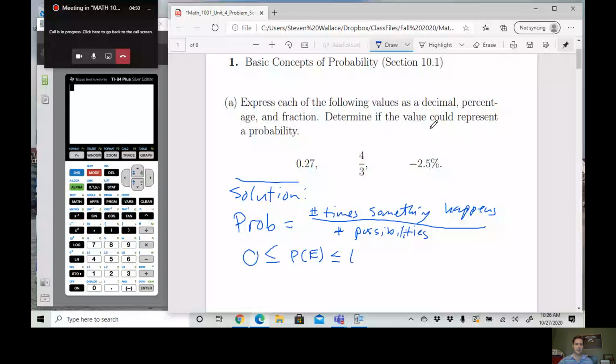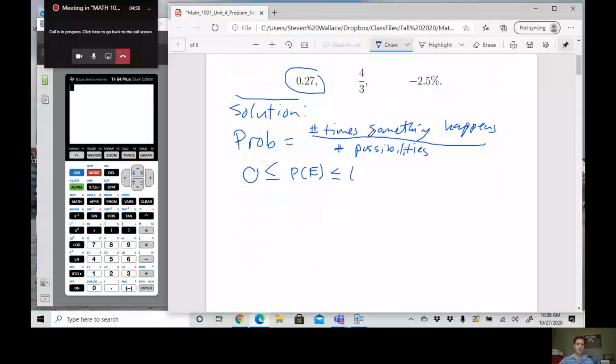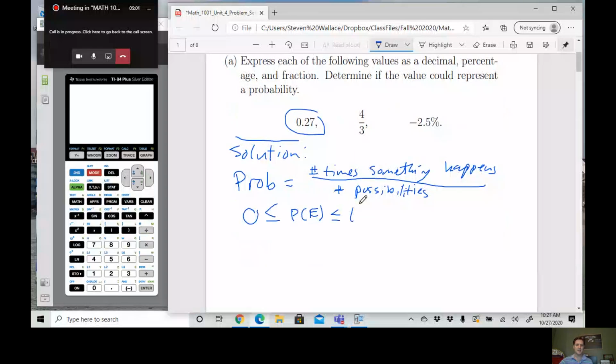So determine which of these could be a probability. Well, this is the only one that can be a probability, right? This one's bigger than 1, that one's negative. So right there, when someone says I can give 110%, wrong, right? If you give 100%, first of all, that means you died because you gave it your literal all, okay? But giving 110% would be like having a probability that's greater than 1. That's no good, okay? Not allowed.